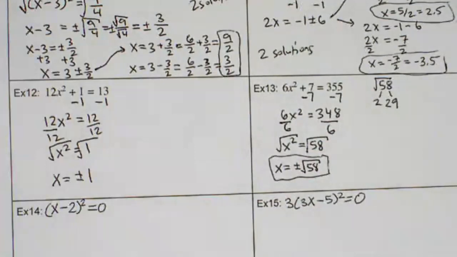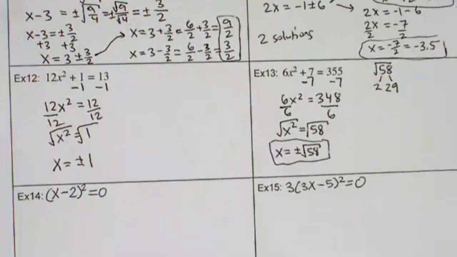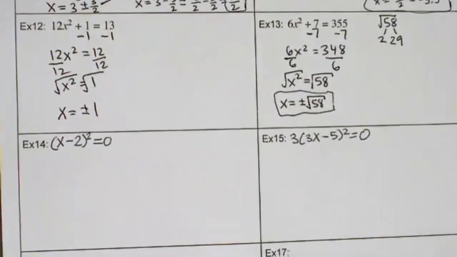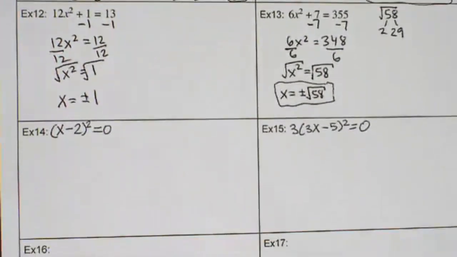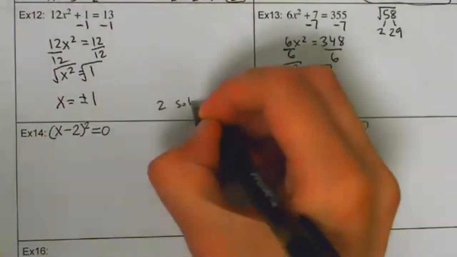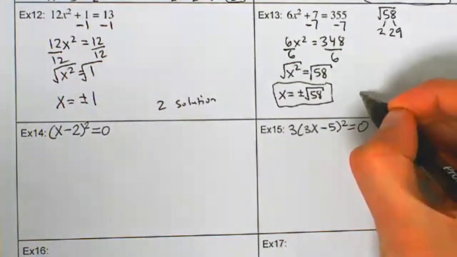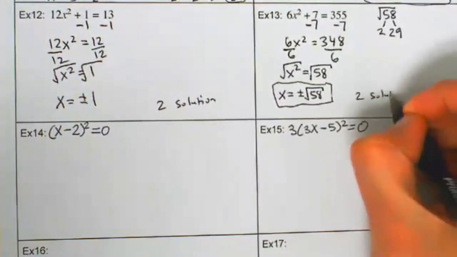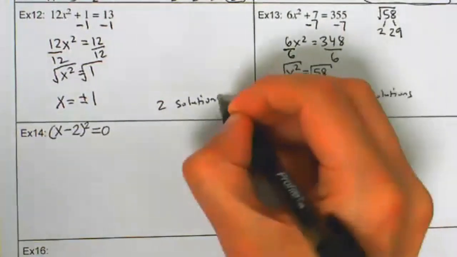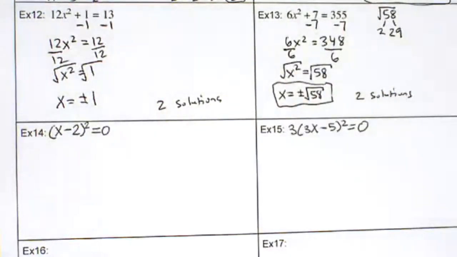But now what we need to do is take a look at a couple of unusual examples here with 14 and 15. And these are the ones I was promising earlier, where we would have something with a single solution. Both of these had 2 solutions, in case it wasn't obvious, by the way: -1 and +1, and negative square root of 58 and positive square root of 58. This one will only have one solution.